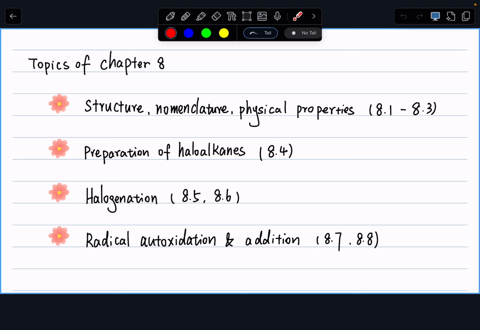So far, we went over alkanes, fully saturated, alkenes with double bonds, and alkynes with a triple bond. So now we're looking at a new class of molecule, RX. Haloalkanes. The structure is the same. We'll first go over general structure, nomenclature, and physical properties of these haloalkanes. We'll briefly discuss the preparation of haloalkanes and then talk about the halogenation reaction.